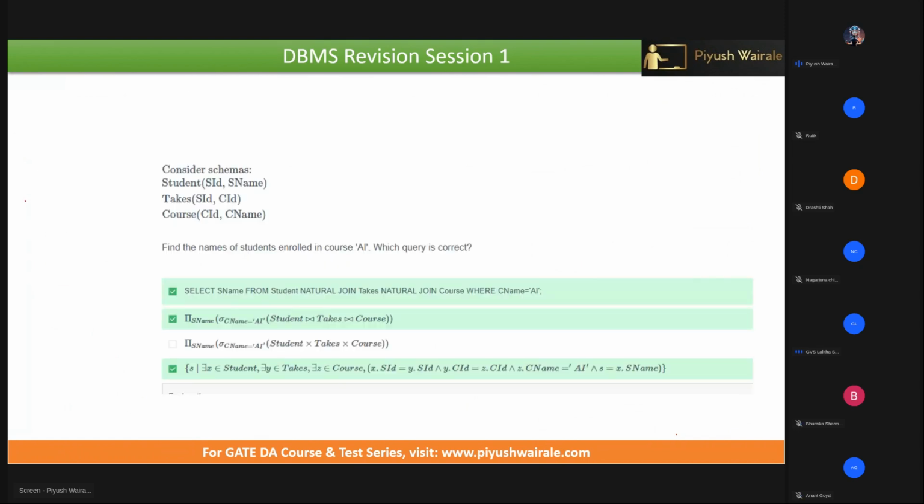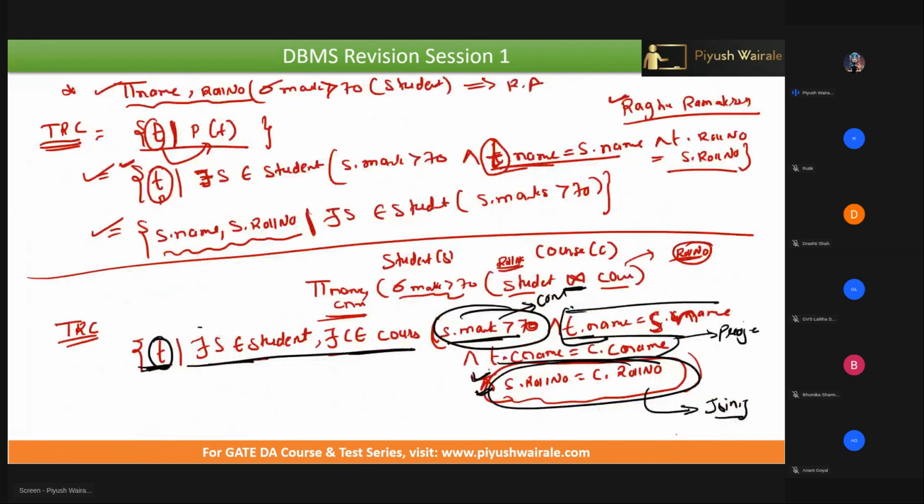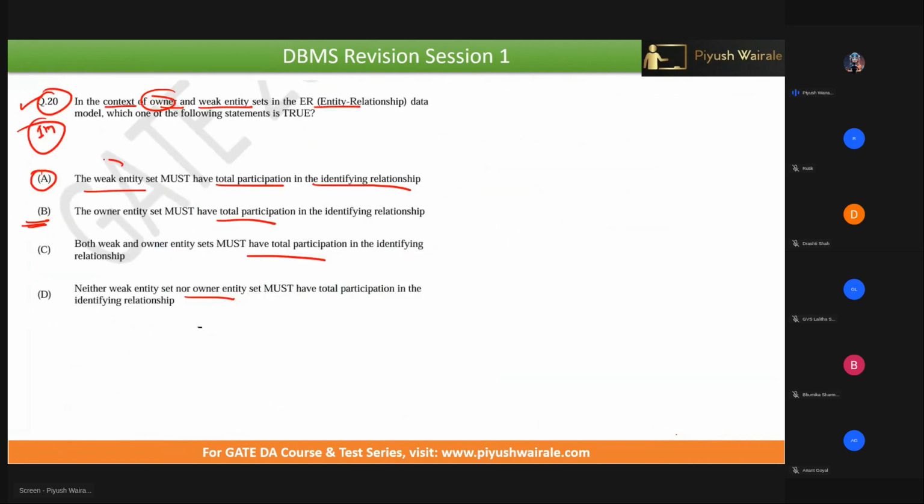If you look at what we discussed in yesterday's class, this is the diagram we discussed. E2 is a strong entity set and E3 is a weak entity set. Here we have total participation of E3 in the relationship. So the weak entity set must have total participation in the identifying relationship. Why? Because a weak entity set cannot exist without the strong entity. In the nominee and insurance holder example, unless we have an insurance holder we cannot have a nominee. So there must be total participation here. Total means it will start with 1 to n. This is what we discussed.